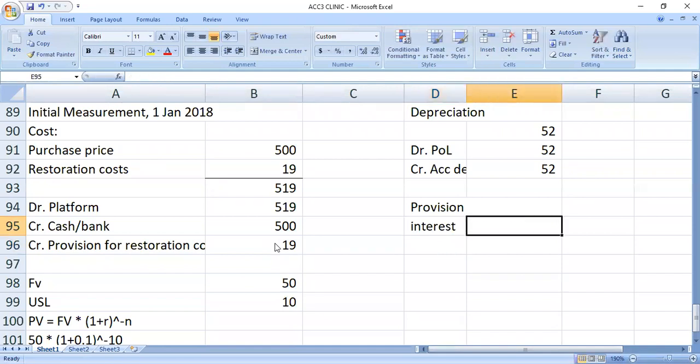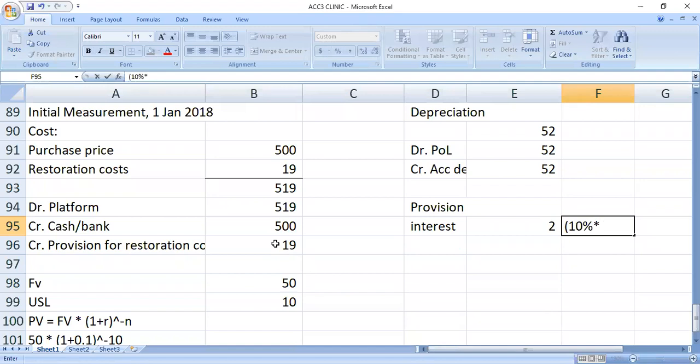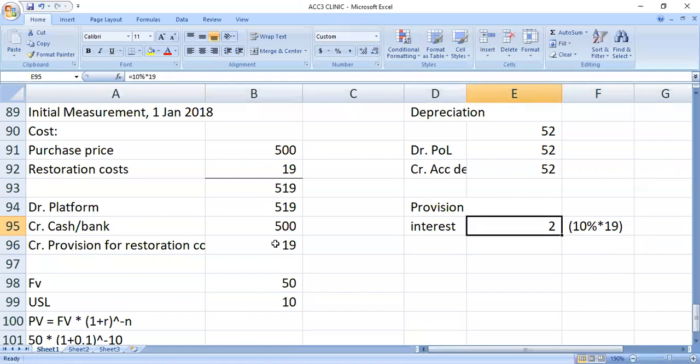Interest is given by the rate, which is 10%, times not the 50 million, but what you have now as your provision, which is 19 million. Let me just put here the working. So giving me 2. It's supposed to be 1.9, but you have rounded off, so it is 2.